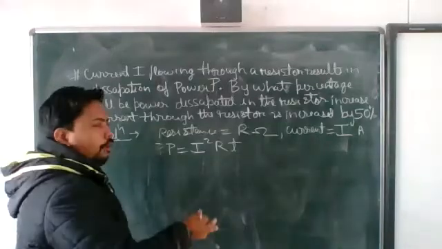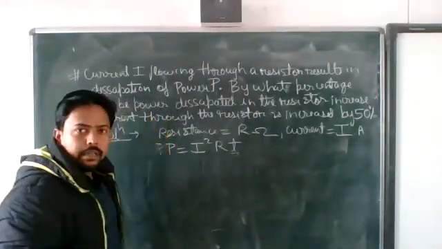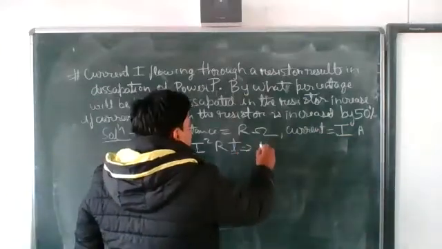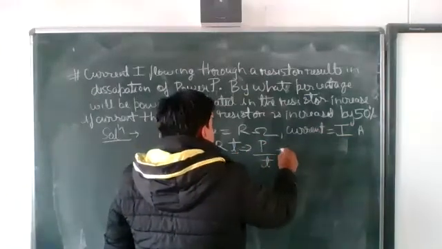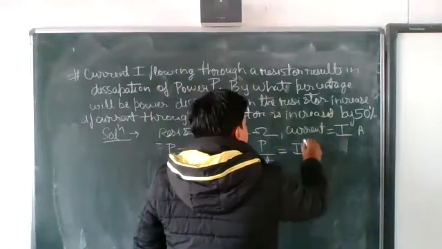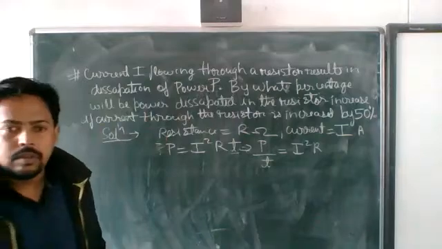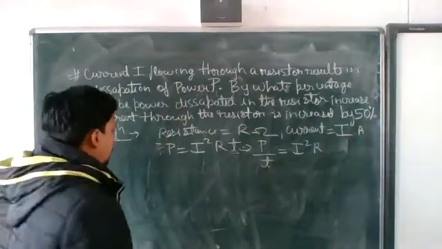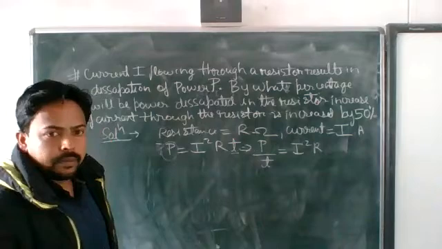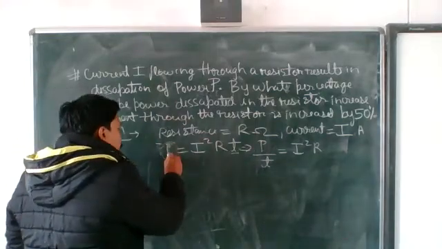For the time interval T, the current is passing. And we can write this in this format: P upon T is equal to I square into R. That means this much amount of energy is dissipating, and we can write that with H also.